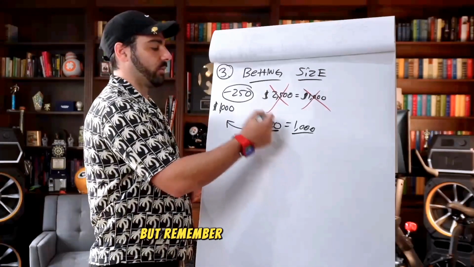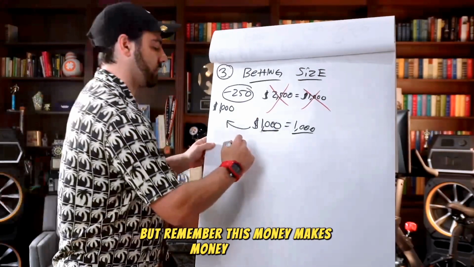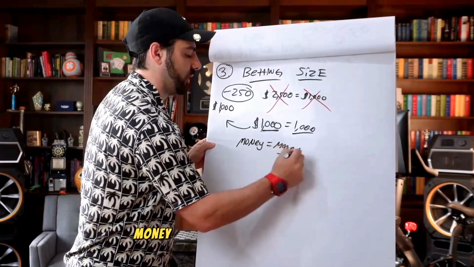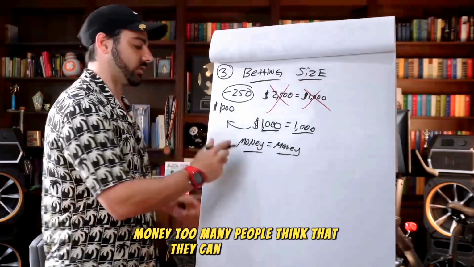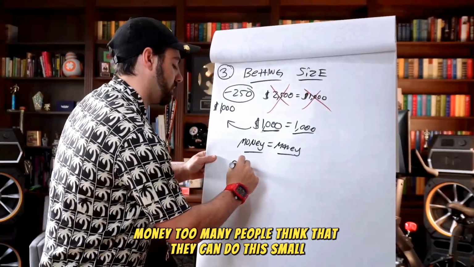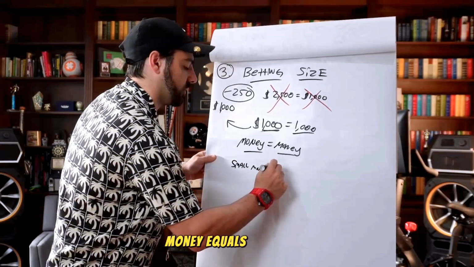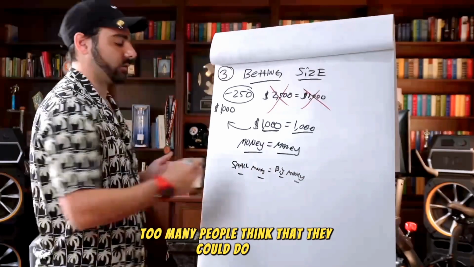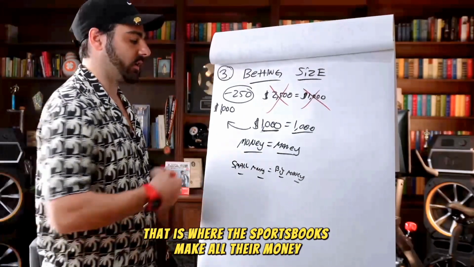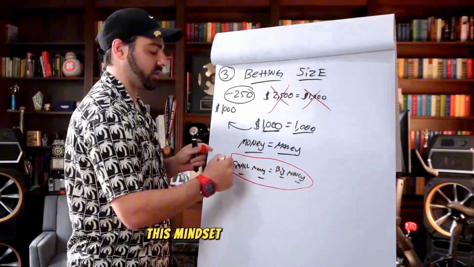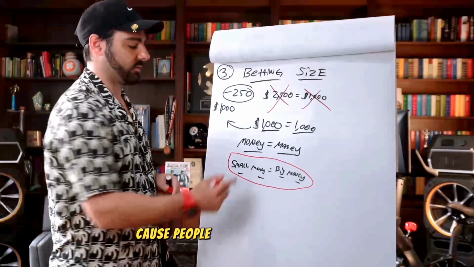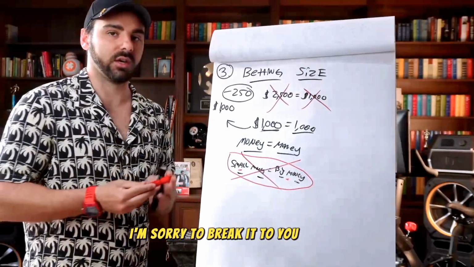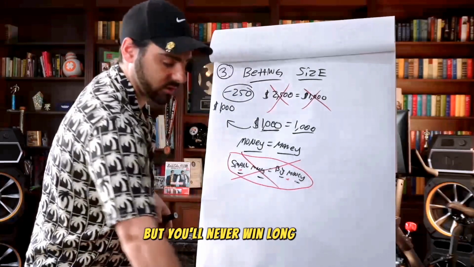But remember this. Money makes money. Too many people think that small money equals big money. That is where the sportsbooks make all their money, with this mindset right here, because people think they could bet small and they're going to win big. All right? Not going to happen. I'm sorry to break it to you if that's the way that you play, but you'll never win long term trying to go that way.